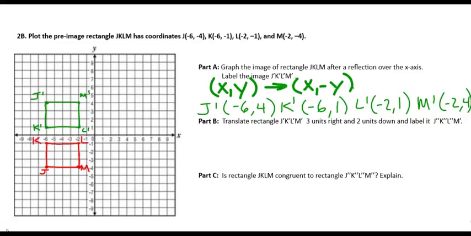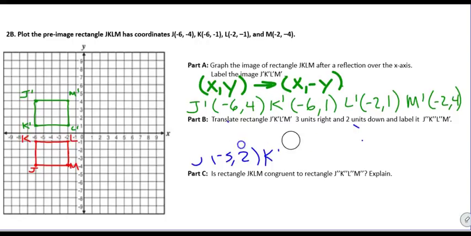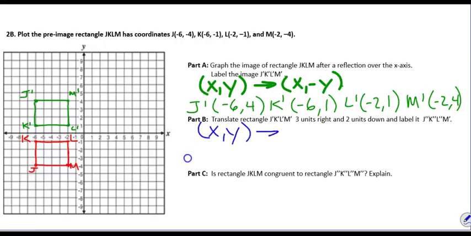All right, so now it says translate rectangle JKLM 3 units right and 2 units down. So again, we're going to write a rule for this. We're going to do this one in blue. So our rule is going to be x comma y, it says 3 right, so that's x plus 3 and y minus 2. So now we're going to apply this to all our points.